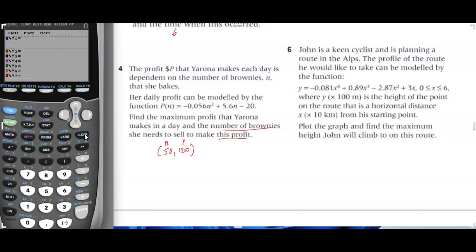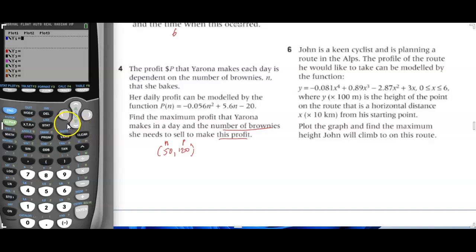John is a keen cyclist and is planning a route in the Alps. The profile of the route he would like to take can be modeled by the function blah, blah, blah. A profile of a route just means like the side view of a route, okay? Where y is the height of the point, it's like hundreds of meters, on the route that is a horizontal distance, which is tens of kilometers from his starting point. Okay, plot the graph and find the maximum height.